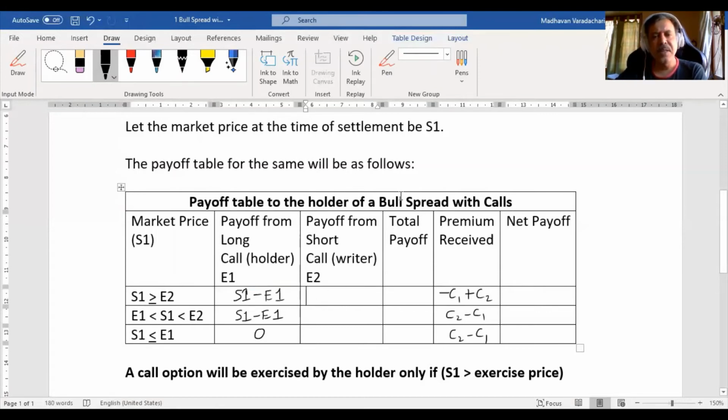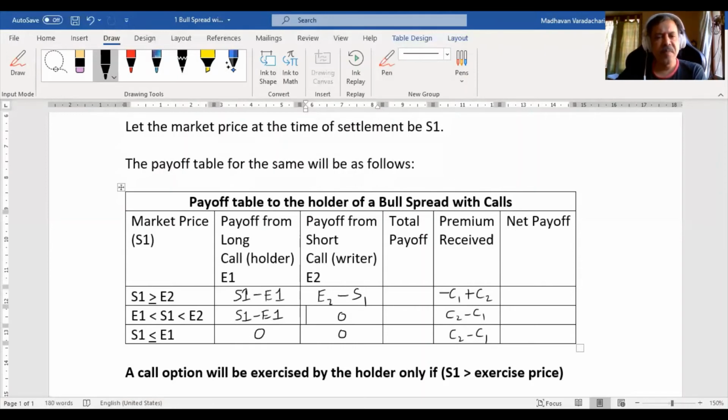But here, this table is meant for the holder of the bull spread. For example, if I consider this table is mine, so this person's profit is S1 minus E2, which means mine will be opposite. So it will become E2 minus S1, because this payoff matrix is my matrix. Right. Then the next one, market price is lesser than his exercise price. He won't exercise it. So I'll put it as 0. Here market price is lesser than the least exercise price, then definitely it will be lesser than his exercise price also. Here also he won't exercise.